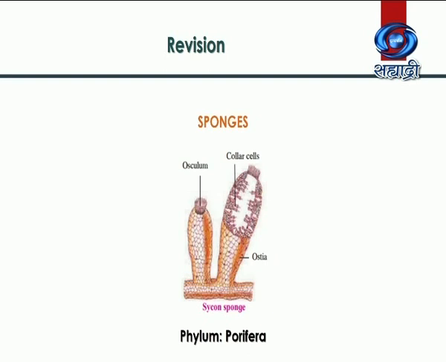The first phylum was phylum Porifera, which includes the simplest animals called sponges, which are exclusively aquatic, sessile, that means they do not show any locomotion. These members are also known as sedentary, that means they are always attached to the substratum. These members bear many pores on their body called ostia, and there is a single opening at the top which is called osculum.